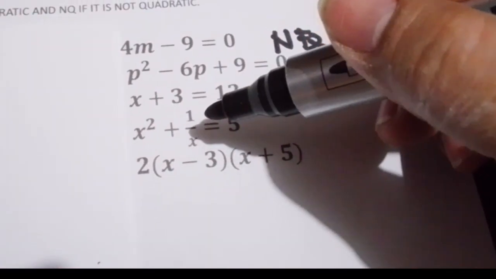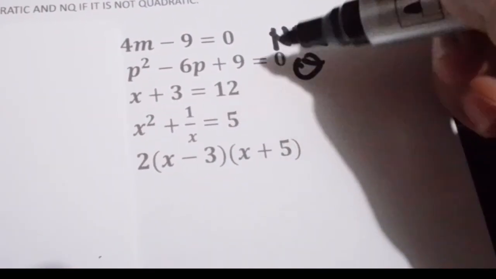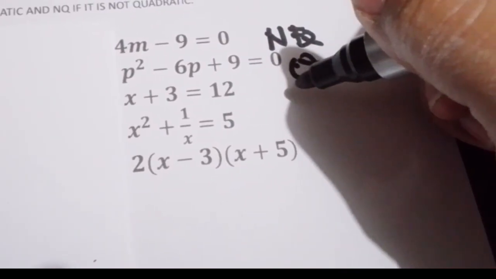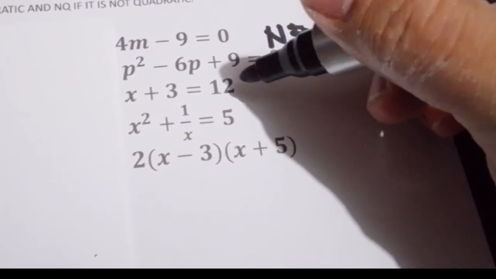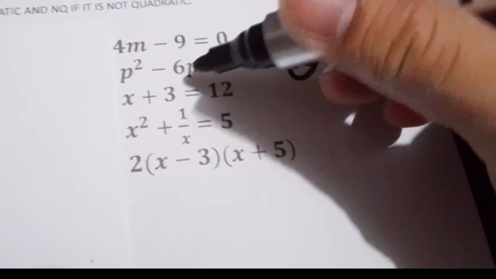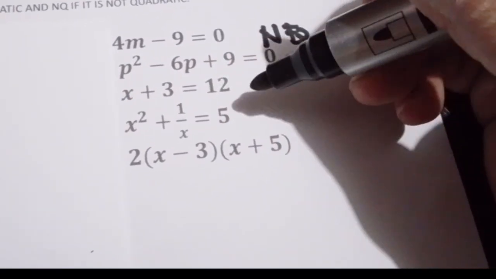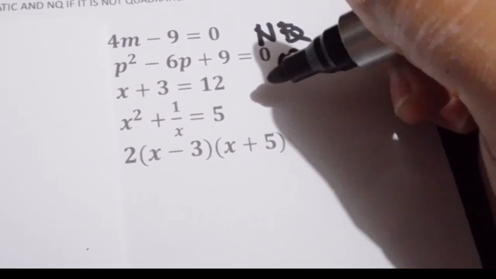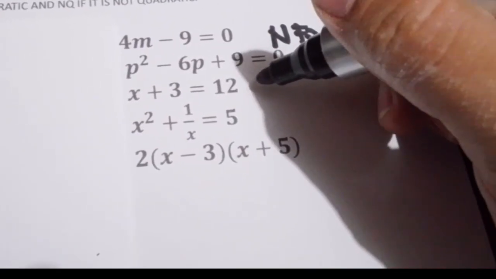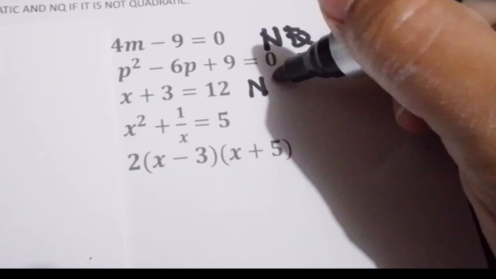Next, x plus 3 is equal to 12. Even if it's equal to 0 and you transpose the 12 here, again the degree is 1, so this is linear and this is not a quadratic. So NQ.